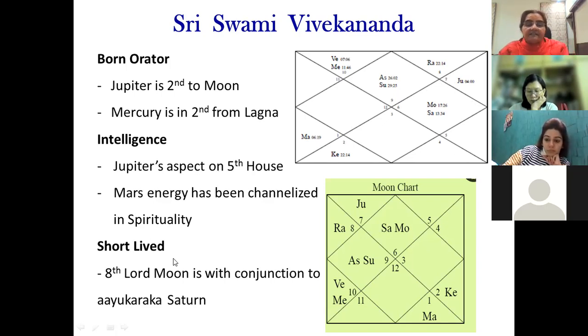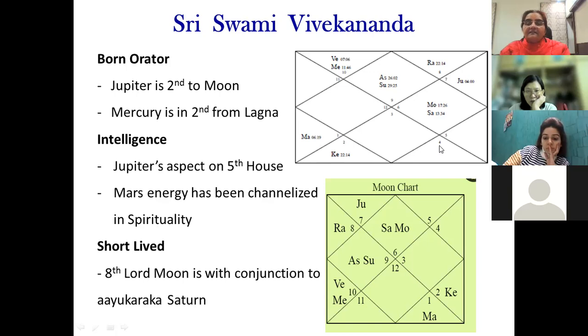Now, there's one more factor. He is short-lived. He didn't complete even 40 years and he is still known. He is a very well-known personality in Indian history. He told his disciples that he will not complete 40. So when he was 39 years plus some months, he passed away. Now for that also they have given a reason. The eighth lord is the house of death. Remember?